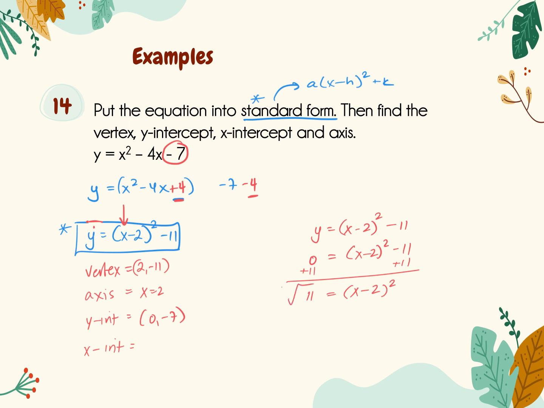I can leave it on the left. It's going to be plus or minus the square root of the right. So I have plus or minus the square root of 11 equals x minus 2. And I'm going to add 2 to both sides. So 2 plus or minus the square root of 11 equals x.